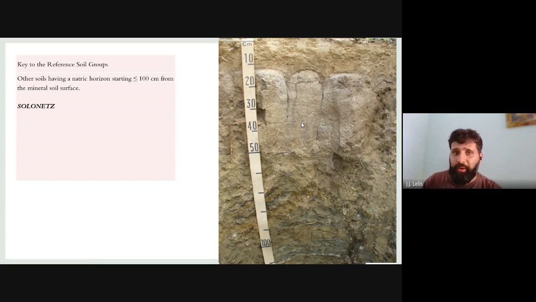So the natric horizon is quite related to arid and semi-arid regions or sites, because they are related to a higher evapotranspiration than the precipitation. This arid or semi-arid condition favors the concentration of salt. They are not leached, and the high concentration of sodium destroys the aggregates and induces the migration of clay from the surface to the subsurface horizon. Okay?